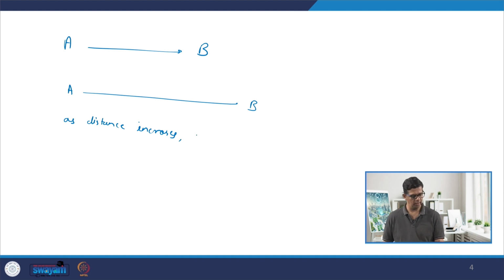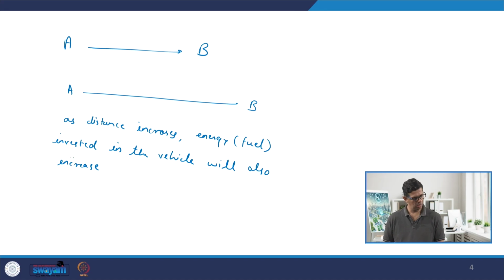So as the distance increases, the energy, in other words the fuel that we put in the vehicle, invested in the fuel in the vehicle will also increase, right. That is why we have to see that the thickness of the electrolyte is as minimal as possible, so that we do not invest more in terms of ohmic overpotential and we can save energy.